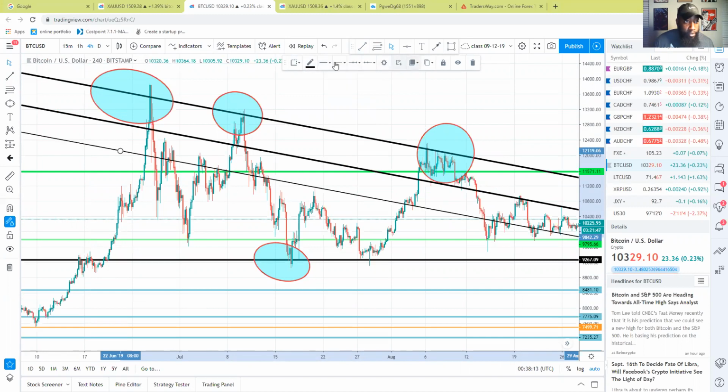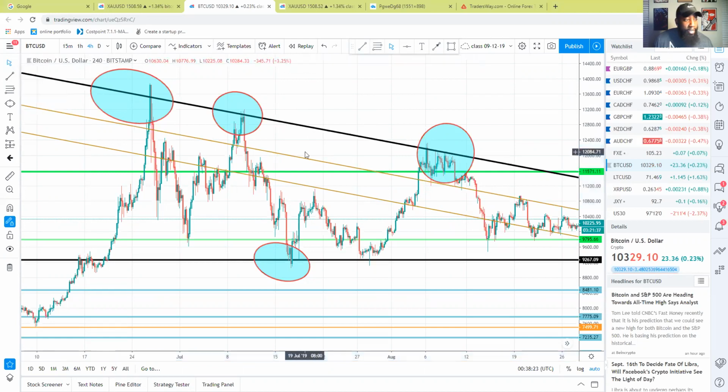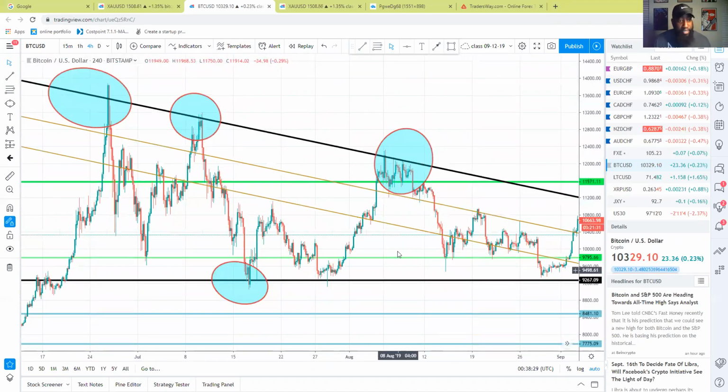Let me thin that out. Let me make this gold. Same here. Make this one gold too, and thin it out some. But also showing me is that with these same exact trend line setups, when price gets to these, there's an opportunity to buy and to sell. It's just that simple.